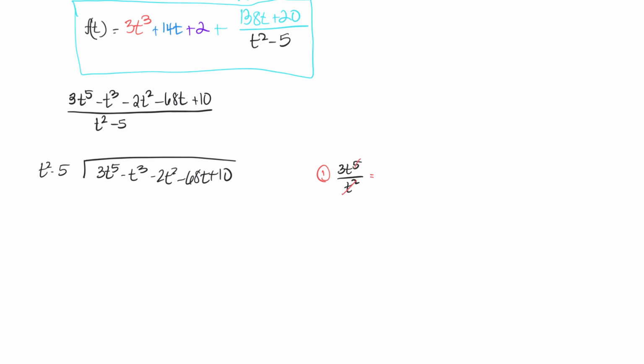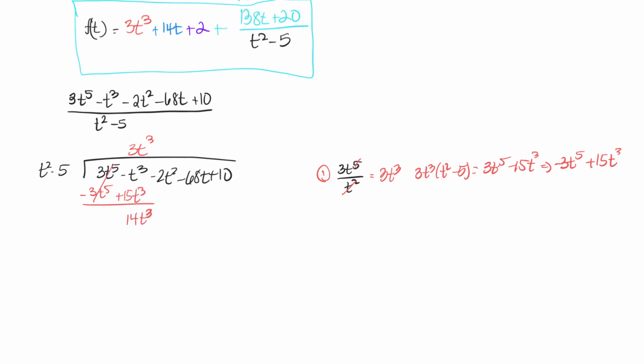So still we end up with 3t cubed. We still have 3t cubed times t squared minus 5, which will still give us 3t to the fifth minus 15t cubed. Multiply it by our negative, we'll get negative 3t to the fifth plus 15t cubed. So those cancel out just as before. We do have our 14t cubed, but now we're going to bring down our minus 2t squared and our minus 68t. And let's see how that changes things.